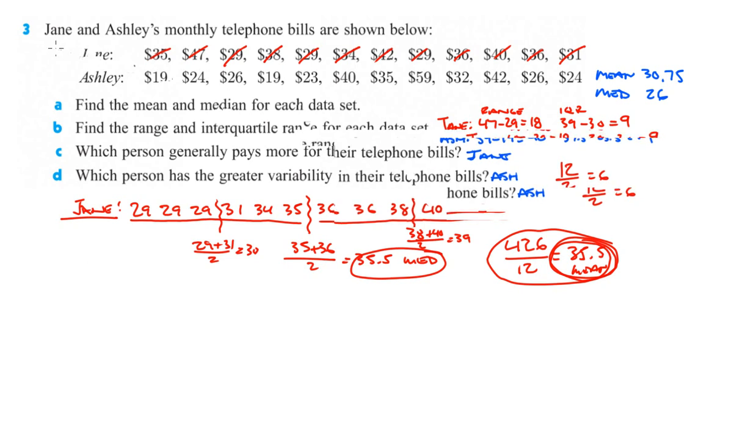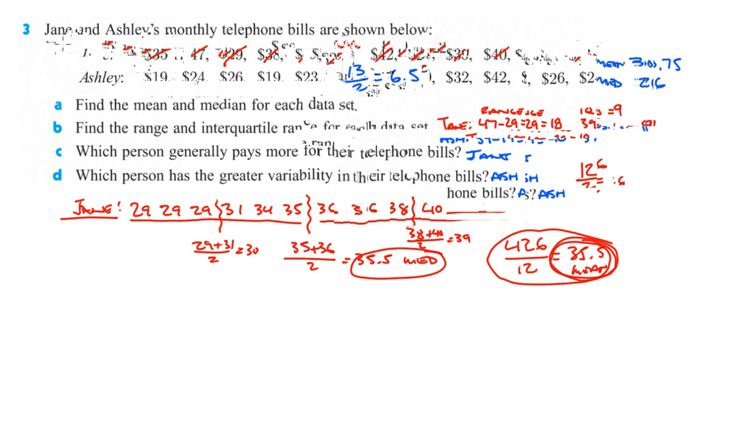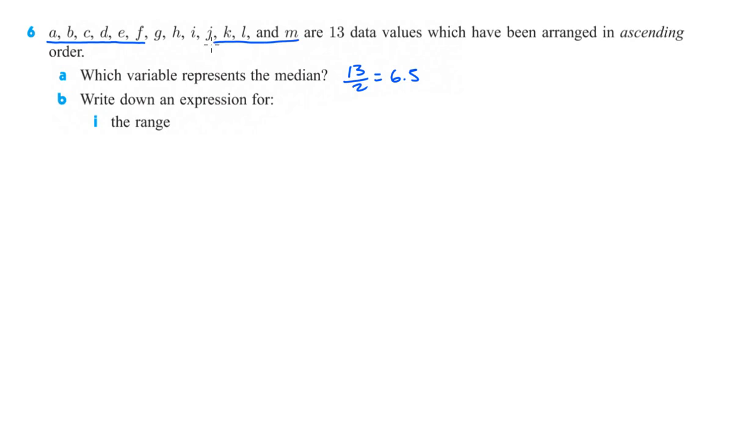Okay, so 6, A through M are 13 data values which have been arranged in ascending order. Which variable represents the median? So if we take 13 and divide it by 2, that gives us 6.5, meaning we're going to have 1, 2, 3, 4, 5, 6 below, and 1, 2, 3, 4, 5, 6 above. So that leaves G to be the median. And then write down the expression for the range. The range is always the maximum minus the minimum, so we would simply write down M minus A for the range. Okay?